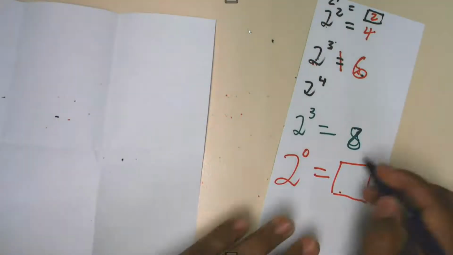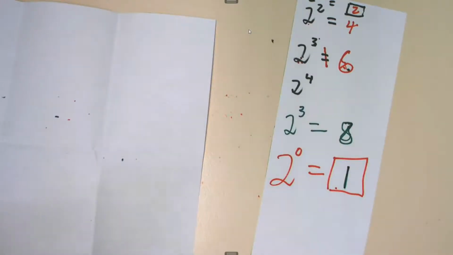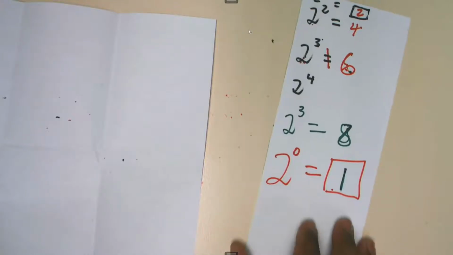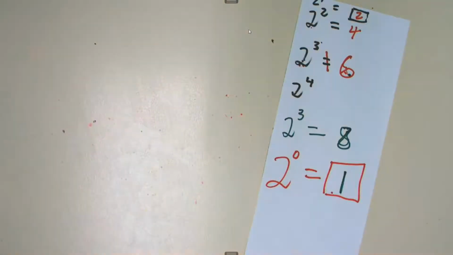Now how many layers are here? It's only 1. Can you see? Therefore, 2 to the power of 0 will be 1. I was just trying to show you from what you have done when you are busy with the exponents.